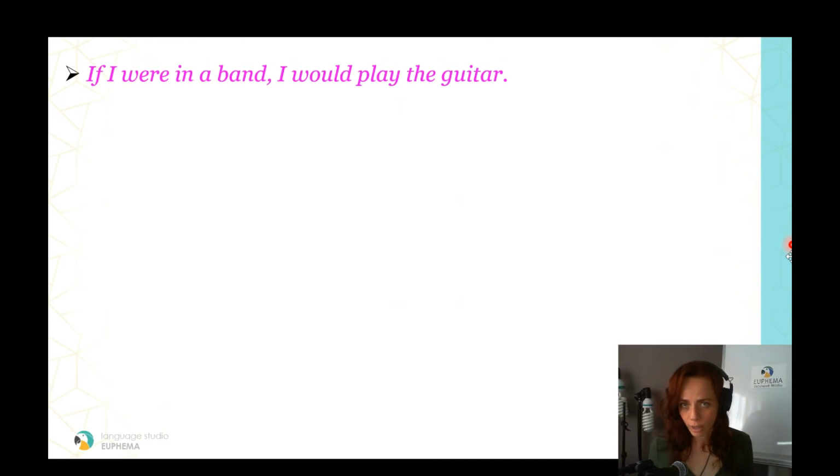So clearly second conditional. Also, you can see there, if I were in a band, this were is be in the past simple, and it's connected with I in the second conditional or with any other person, because it's quite an exception here, I would say, and it's for imaginary scenarios. If I were in a band, I am not, and I probably never will be. But when I imagine it, if I were in a band, I would play the guitar.